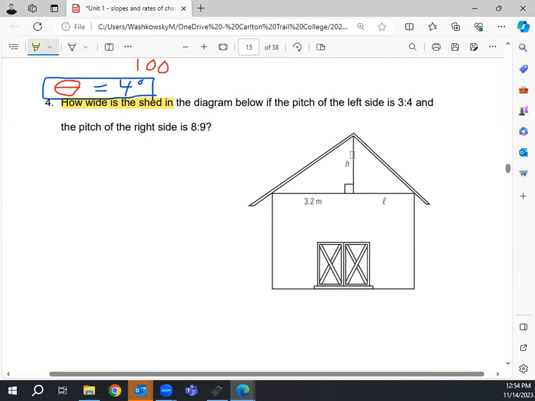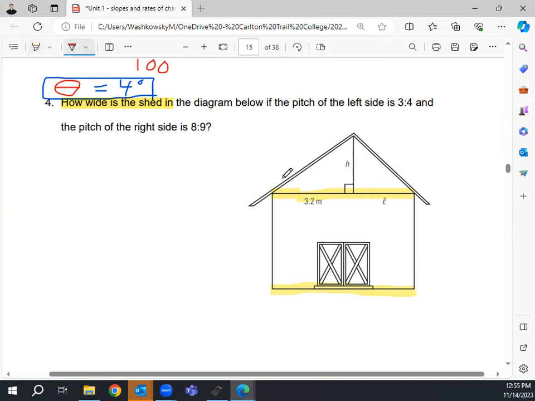So it wants to know how wide the shed is. Specifically, it wants to know the length of this line, which is the same as the length of this line. That's what it's asking us to find. I don't want us to get lost in all the math we're trying to do. Everything we do is to try and find the length of this line.